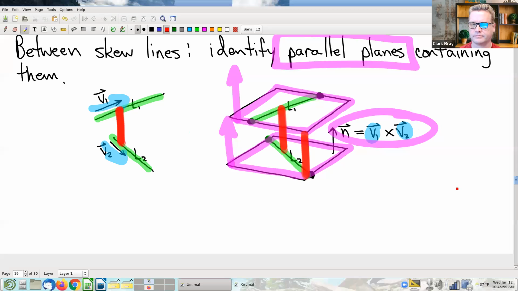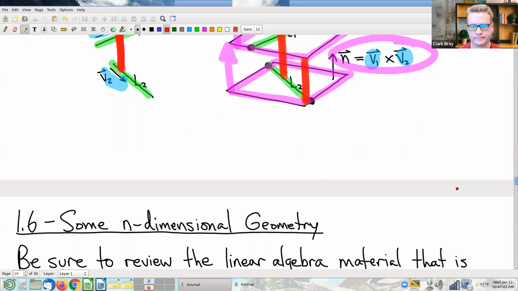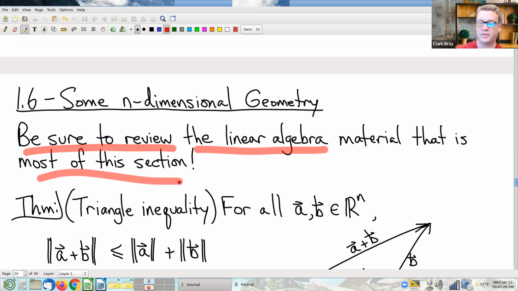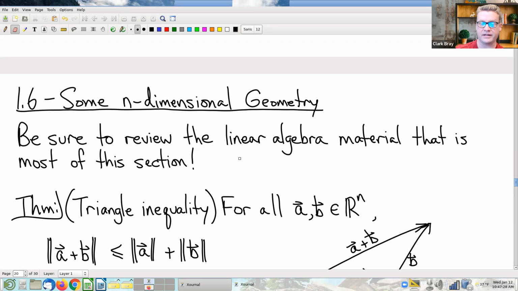Okay. All right. So section 1.6 is another one of these sections that's largely review. It's a bunch of stuff about matrix algebra in there, for one thing. And y'all have all had Math 218. You should know all that matrix algebra. So I'm going to skip most of that. But again, you should be sure to review all of that linear algebra material that makes up most of this section. So it's a significant section.